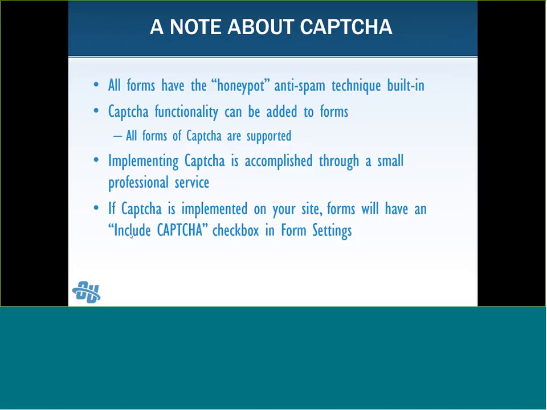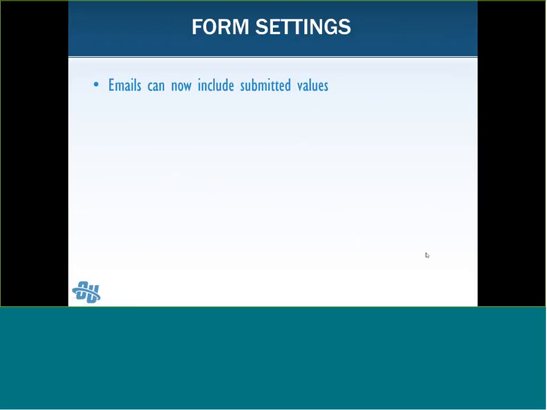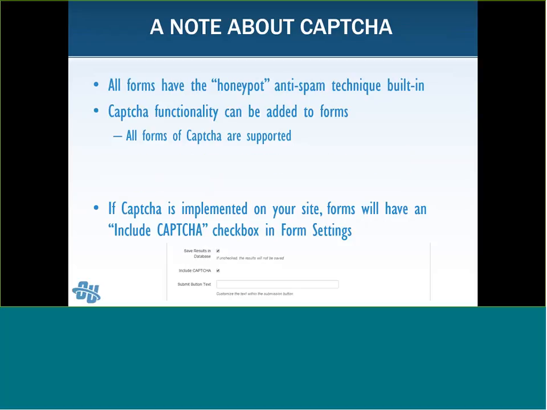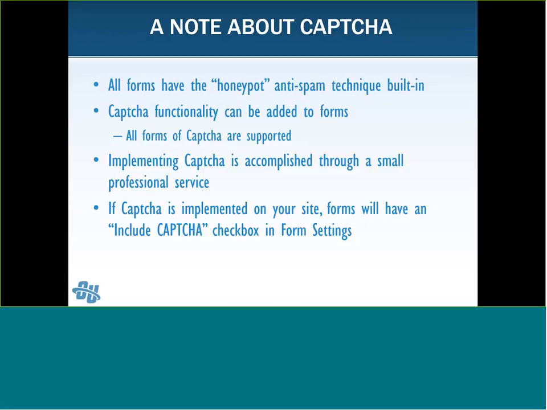And so if you do have CAPTCHA implemented on your site, you will have the ability to have this include CAPTCHA checkbox in the form settings. Looks like the image didn't show up there, but essentially, oh, there it is. That's really strange. My animations in PowerPoint are deciding to not work out very well today. But if we look over here, it'll have a little checkbox that just says include CAPTCHA. But if you haven't implemented it through that professional service, then that checkbox won't appear, so you won't need to worry about it.